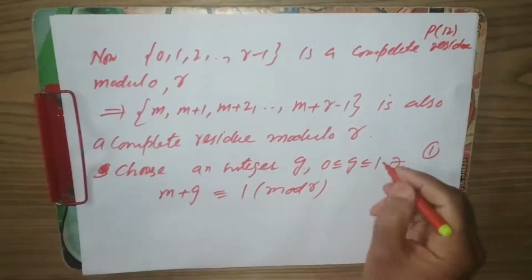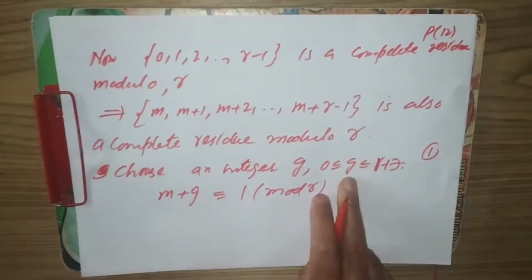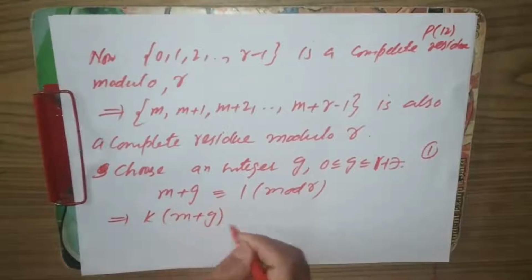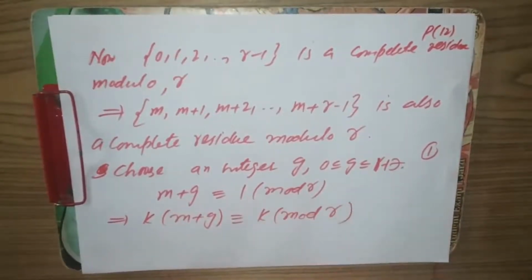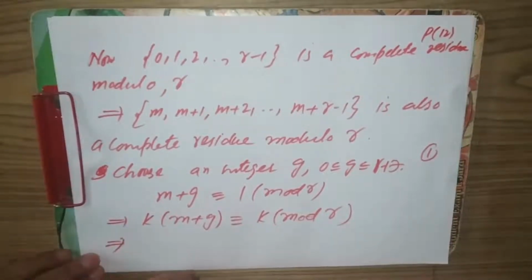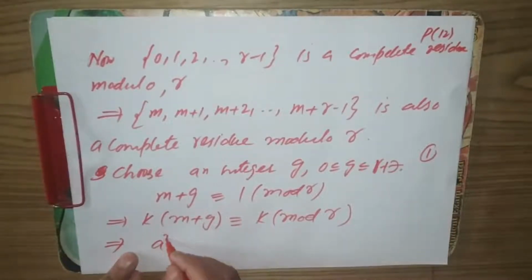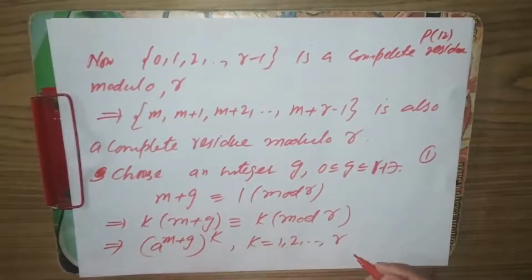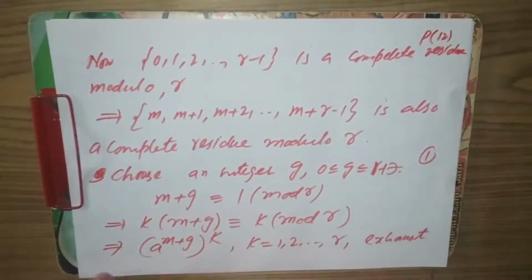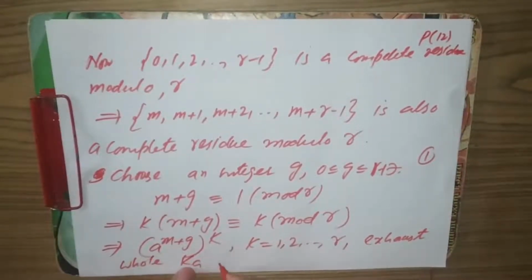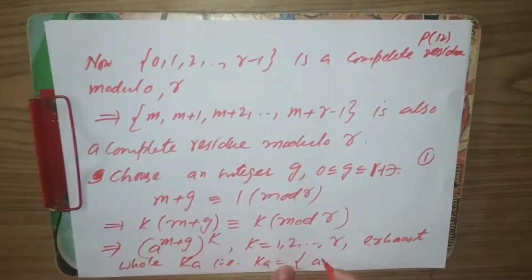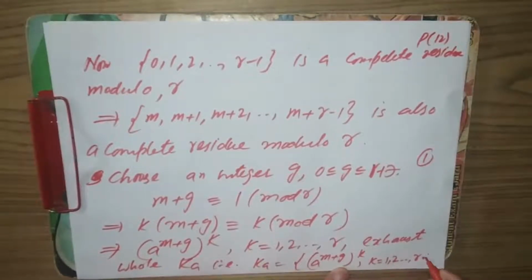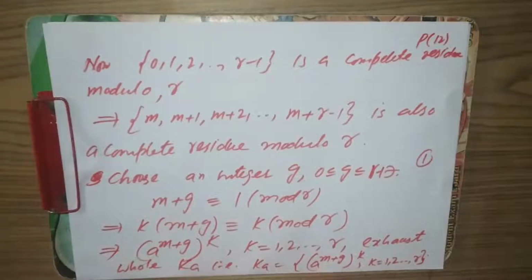Okay. Sorry, here g satisfies 0 less or equal to g less or equal to r minus 1. That gives k times m plus g is congruent to k mod r. And you can see from this, we can see a power m plus g whole power k, for k running from 1 up to r, exhausts the whole K. So that is, K a is equal to a power m plus g whole power k, where k is equal to 1 up to r. Which means that K is actually generated by a power m plus g.